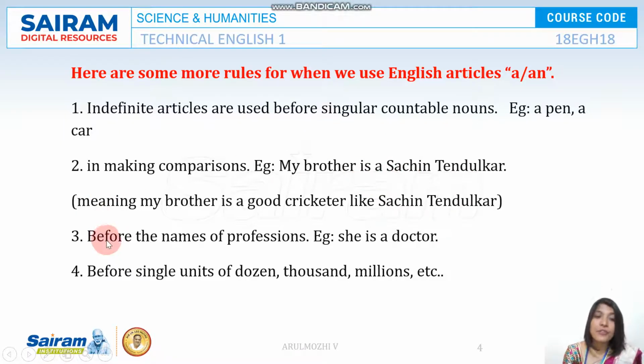Before the names of professions: she is a doctor, she is a teacher, he is an engineer. Before single units like a dozen: he bought a dozen eggs today. He won a thousand rupees today. He won a million dollars in the lottery.